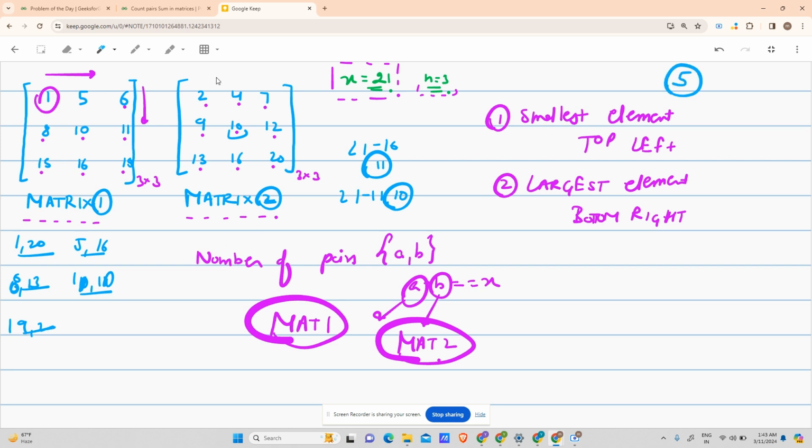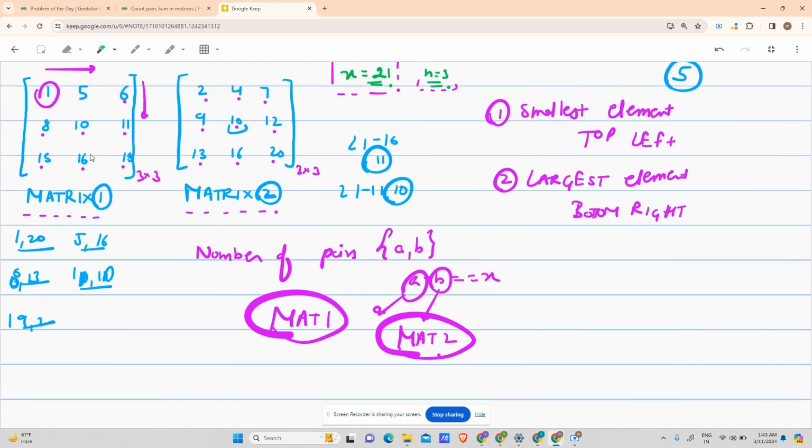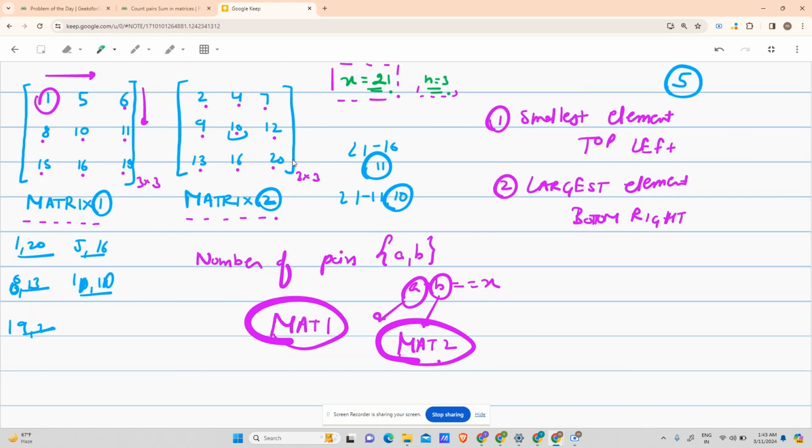Now we have to draw out some approaches so that we can reach the final answer. How can we do that? What was I doing here? I was traversing each element from matrix 1 and finding out if 21 minus that element exists in matrix 2.